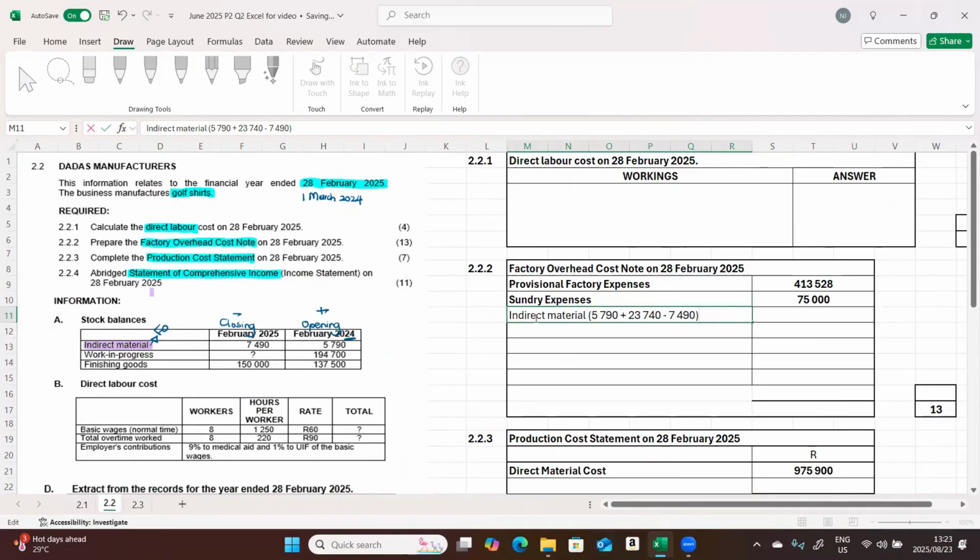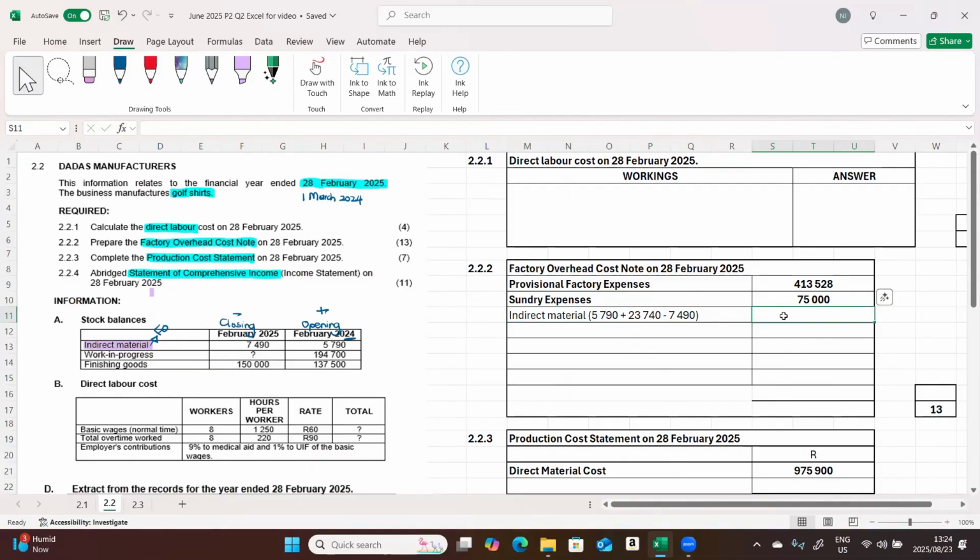And guess what? There you have completed your factory overhead cost, which is indirect material, the whole calculation for indirect material. Please see, there you have your marks for your stock balances of indirect material already in there. Just by knowing your accounting and your formats, you read something, you put it where it needs to be, and you are done with it. Now we can go and write the answer for the indirect materials and earn our marks. So you can quickly add up.